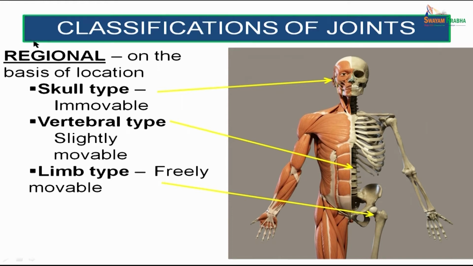So, let us look at the first classification, regional, which is based on the location of the joint. So, we have three types. The joint could be a joint from the skull or it could be a joint from the vertebrae or it could be a joint from the limbs. Joints of the skull are usually immovable, joints of the vertebrae are slightly movable, but joints of the limb, they allow free movement.